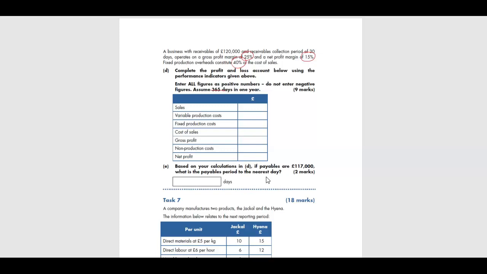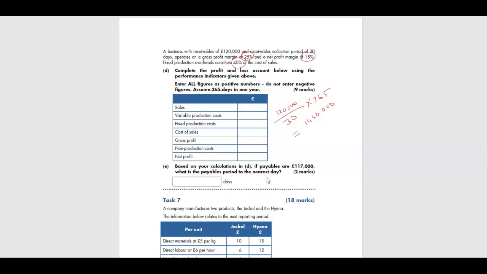So we said 120,000 for 30 days. If I divide that, it will tell me how much is the receivables or sales for 1 day. And if I multiply by 365, it gives me the sales for the whole year. So 120,000 divided by 30 times 365 gives me 1,460,000. So 1,460,000, this is for the whole year.